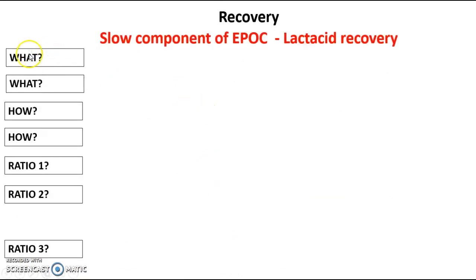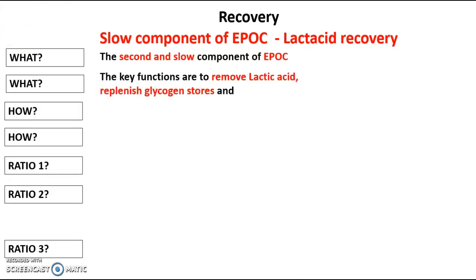I'll put the triggers here because I thought these would work well. Now you know how this is going to work. So, nice and easy to start with, when we're looking at the slow component of EPOC, or the lactic acid recovery, first of all a bit of repetition just to get you onto the mark scheme. It's the second component of recovery, and it's also the slow component of EPOC. That's nice and easy as a comparison to what we looked at in our first and fast. Next one. The key functions of the slow component of EPOC are to remove lactic acid that we've accumulated during exercise, and also to replenish glycogen stores.